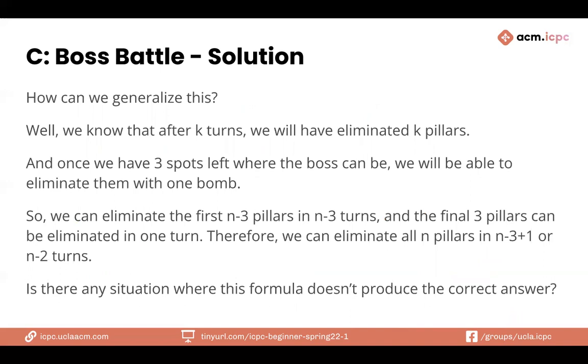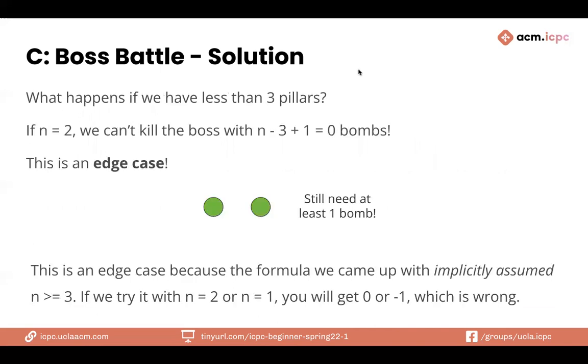Is there any situation where this formula doesn't produce the correct answer? Yes? Or anything less than 3. Exactly. Well, for n equal to 3, it'll still work. But if you have n equals 2 or n equals 1, then the formula doesn't hold. You'll get a value of 0 or -1 bombs, and that doesn't make any sense. So we just set a hard limit saying that if n is less than or equal to 3, then we use 1 bomb only.